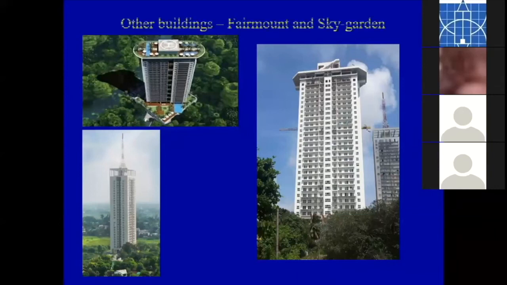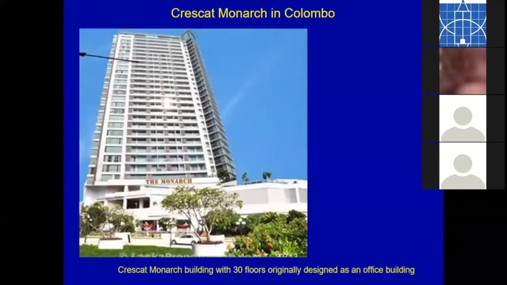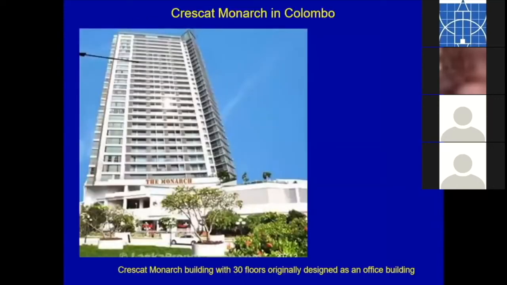So these are all Sky Garden, and this Crescent Monarch. And again, I can show the model of Crescent Monarch. And this is a model that I checked in 2006 or 2007, I think late 2006 or early 2007. So they wanted a design review done, and I was approached, so I made a SAP 2000 model of the whole building. And you can see the actual building and the model look similar.